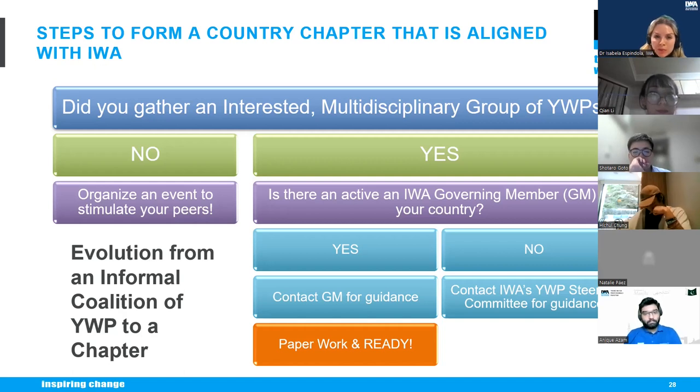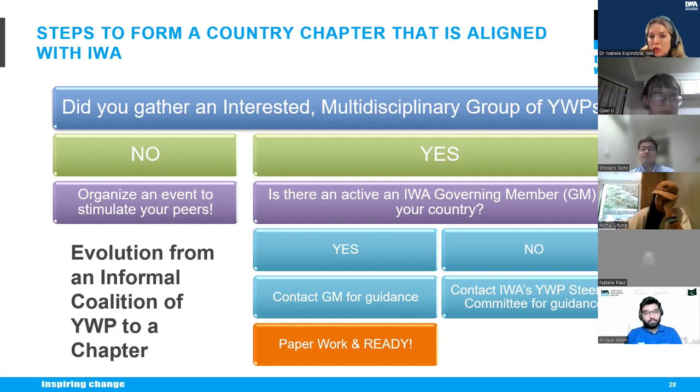And then you will develop with them all these documents that we need, a lot of paperwork in terms of creating the chapter. If we don't have a government member in your country, then I will put you in contact with, in this case, Chian and Shotaro, so they will also help us to create the chapter.